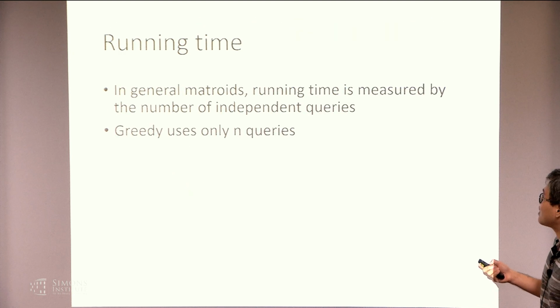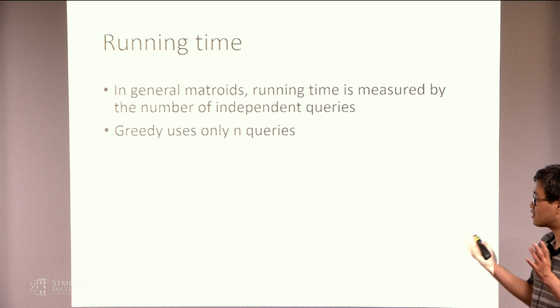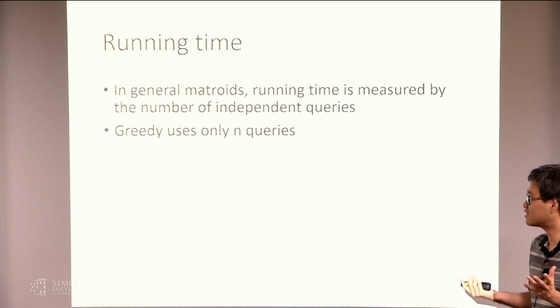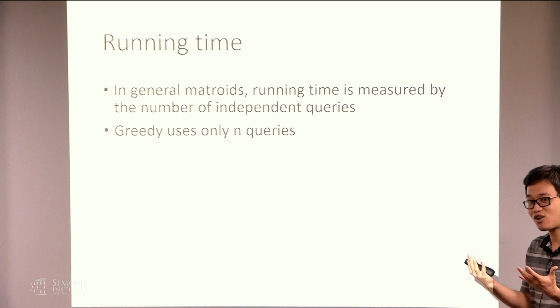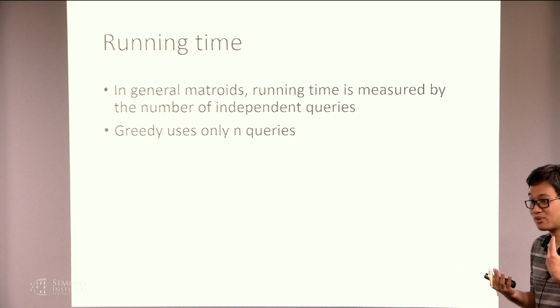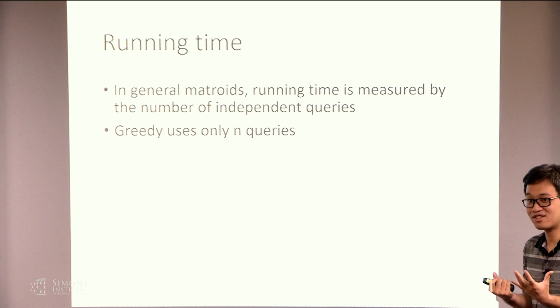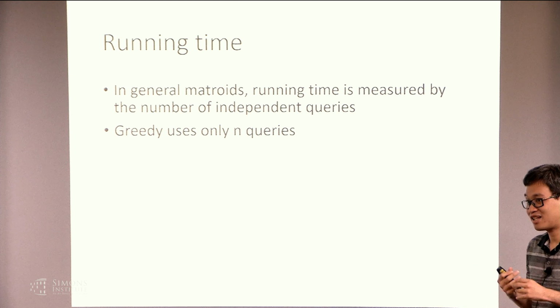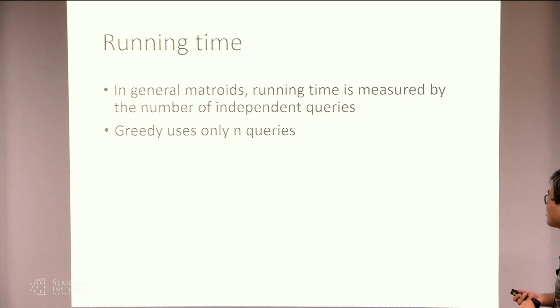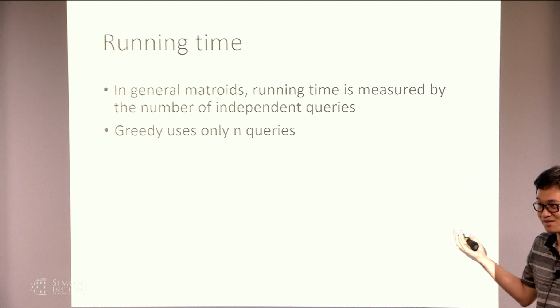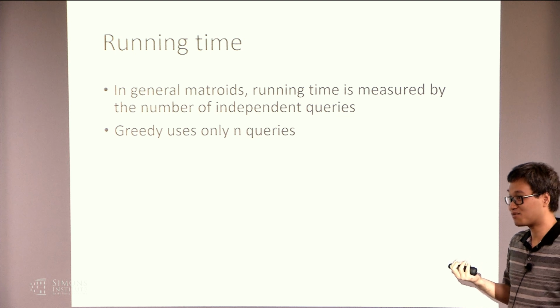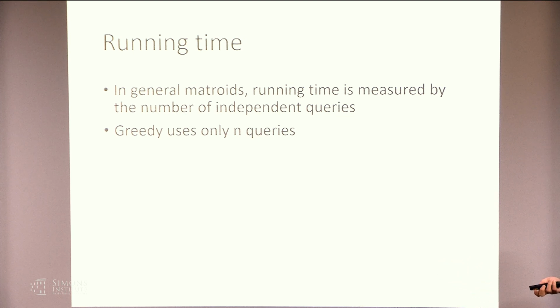So what about the running time? In the abstract setting of a general matroid, we typically assume that the matroid is some abstract object that we can access through queries. I give the oracle a collection of elements, and the oracle tells me whether this set of elements is independent or not. Greedy is really efficient because it only uses n queries. That is probably about as efficient as you can hope for. So that is really great in this abstract model.